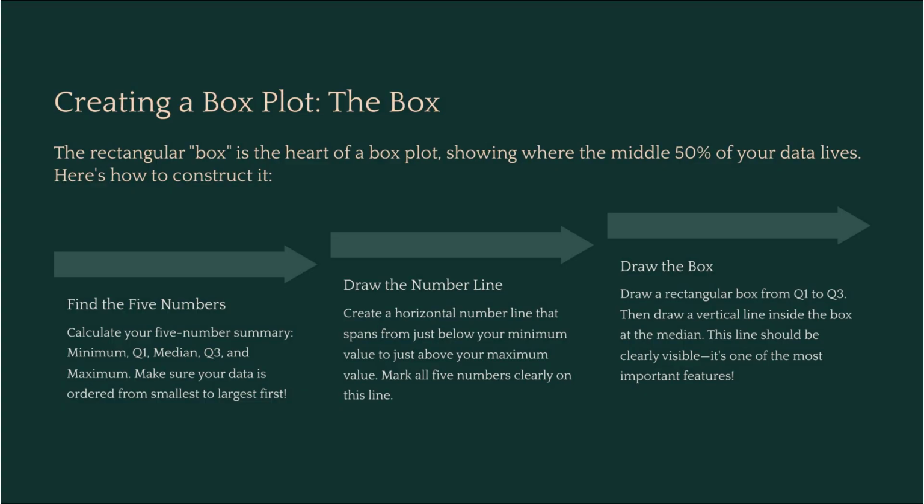To start drawing a box plot, you first mark those 5 numbers on a number line. Then you draw the main box from Q1 to Q3. This box represents the middle 50% of all your data. Inside the box, you draw a vertical line to mark the median, Q2.